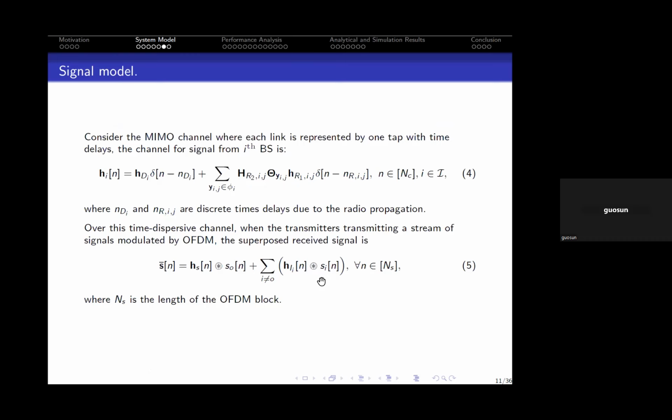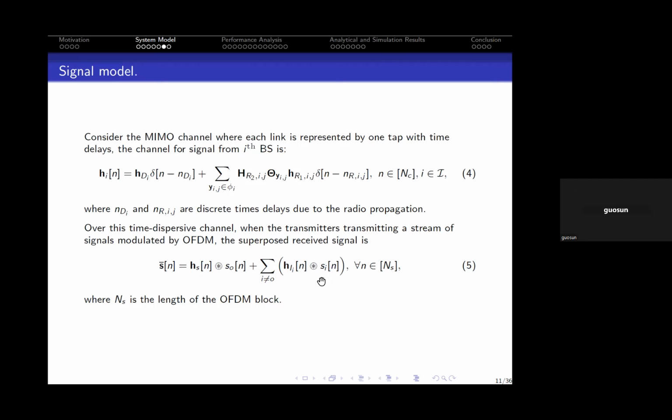Then the base station sends signals. The RISes reflect signals. So we have this equation 4 as the channel model. Here, we assume each link is represented by one tap. One tap means if you send a very narrow impulse from the base station, there is some impulse response, and in traditional signal processing, this is called a tap. And there are two types of taps. One is the direct signal and one is the reflective signal. The reflective signal goes first from the base station to the RIS, and from the RIS to the user. And each tap has a time delay because of the radio propagation. So this time dispersive channel requires some modulation technology, and we assume OFDM.